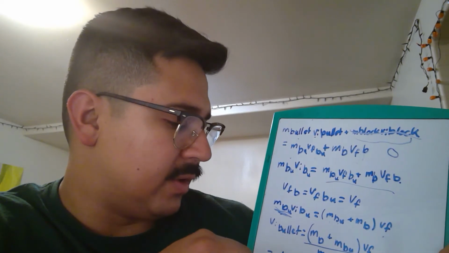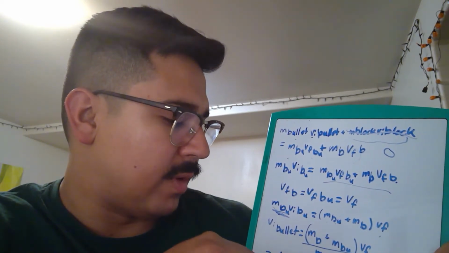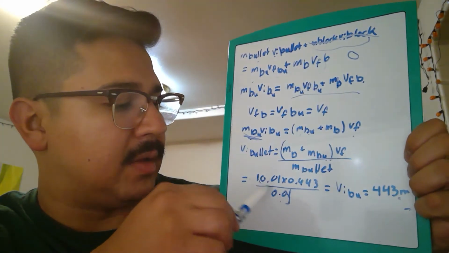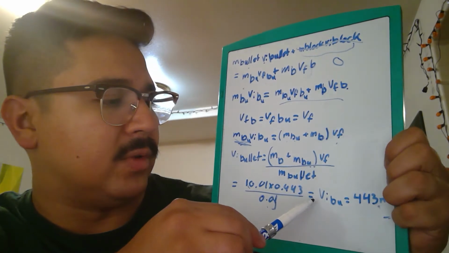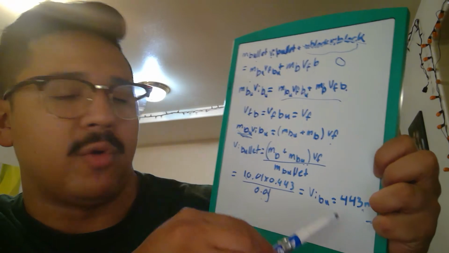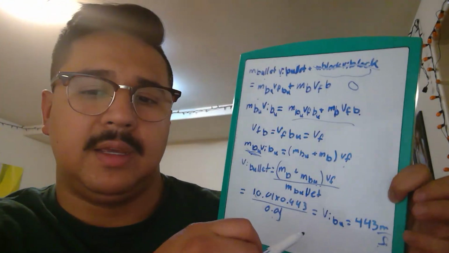So we get 10.01 times 0.443 over 0.01. Sorry. We get all that is equal to the initial velocity of the bullet, which is equal to 443 meters per second. So it was a lot.